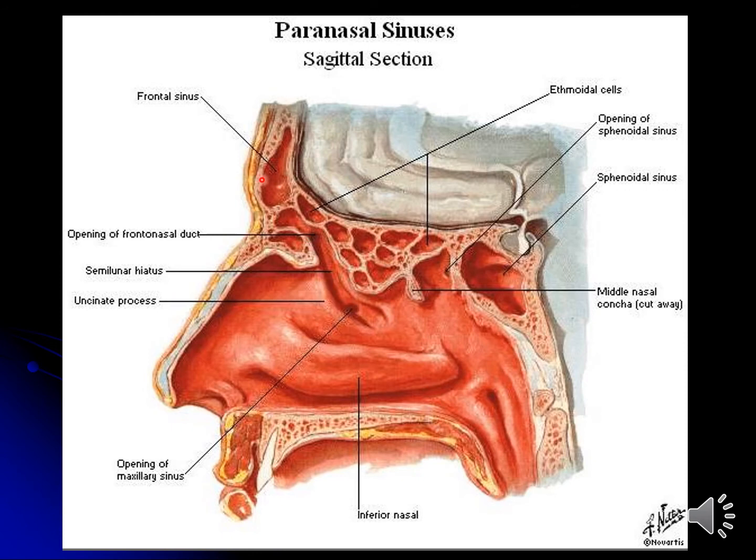So this is our frontal and this is our maxillary opening, and this is sphenoidal, and we have an opening of the ethmoidal air sinus over here. You can see this one just beside the pointer.